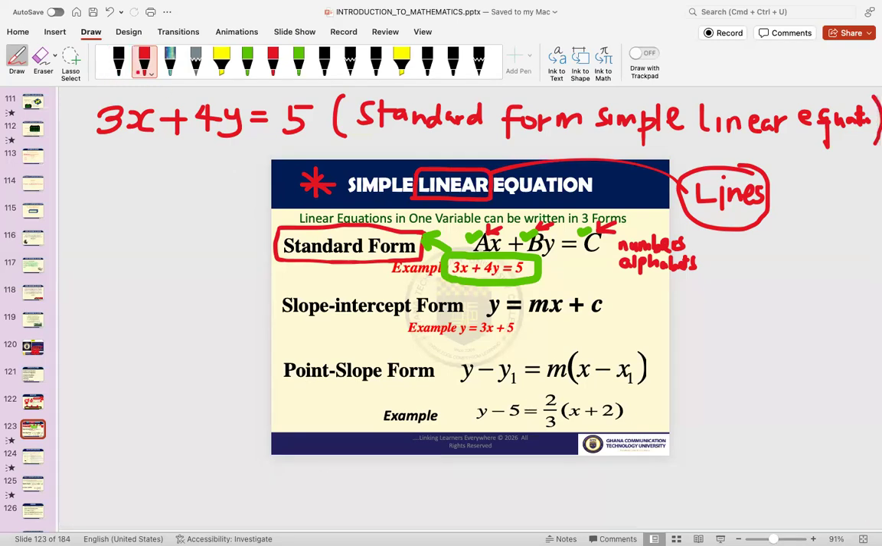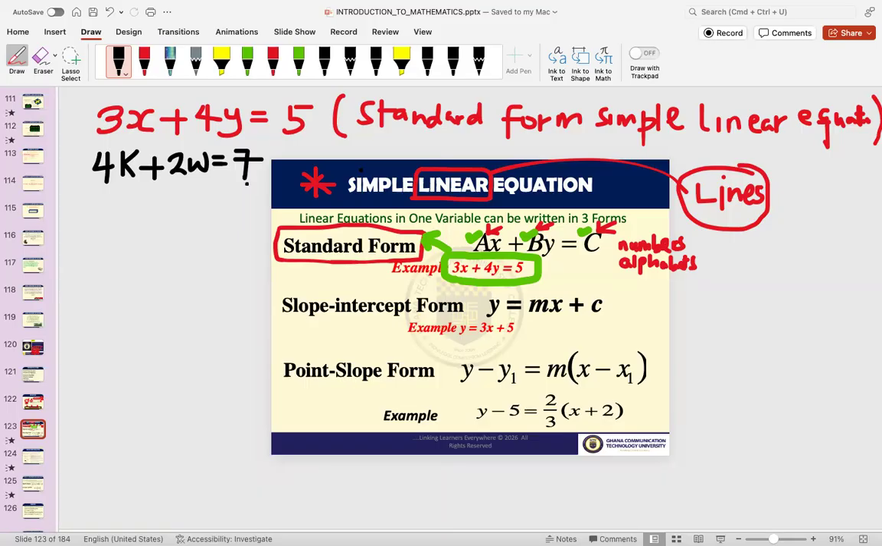The second example can be any number. So let's take another example. I can write 4k plus 2w is equal to 7. It's the same thing. Standard form simple linear equations. Why? Because you have a number times a certain variable plus another number times a certain variable is equal to 7.